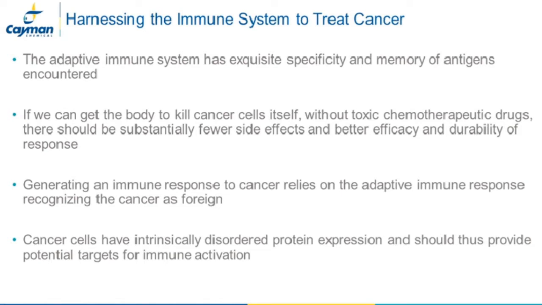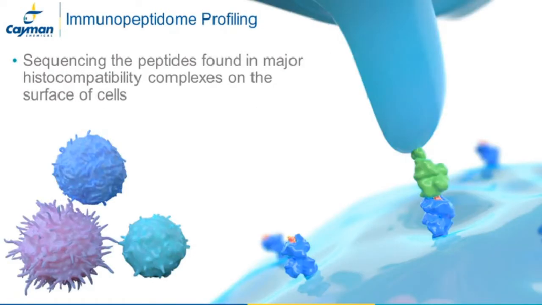An important principle that makes immunotherapy to cancer possible is the intrinsically disordered protein expression of cancer cells, which can result in the adaptive immune response identifying cancer cells as foreign. So how does immunopeptidome profiling fit in? We can identify these disordered protein signatures that stimulate the adaptive immune response by sequencing the peptides found in the MHC complexes for recognition by T cells.